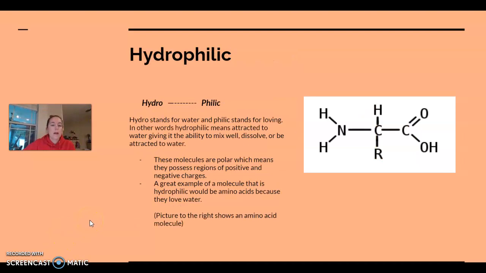Hydrophilic. Hydro stands for water, and philic stands for loving. In other words, hydrophilic means attracted to water, giving it the ability to mix well, dissolve, or be attracted to water. These molecules are polar, which means they possess regions of positive and negative charges. A great example of a molecule that is hydrophilic would be amino acids, because they love water. Pictured to the right shows an amino acid molecule.